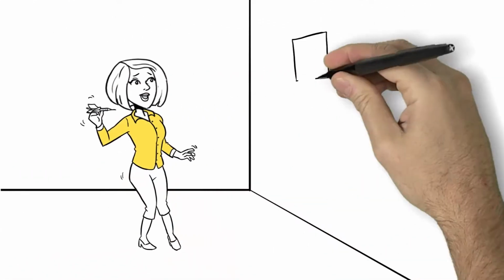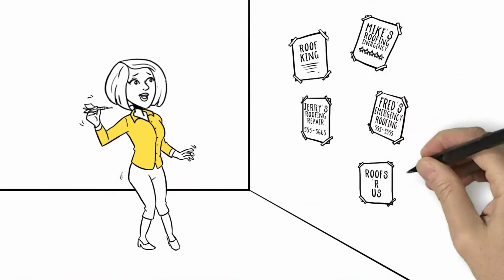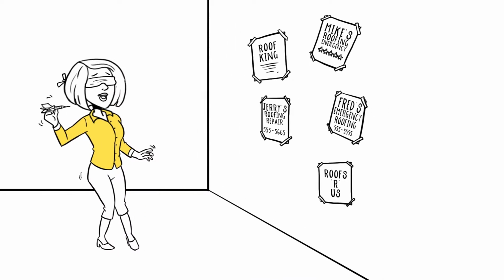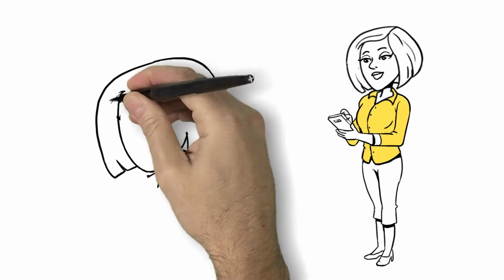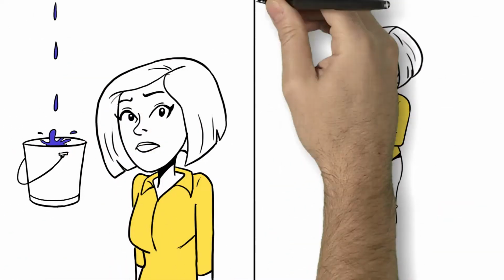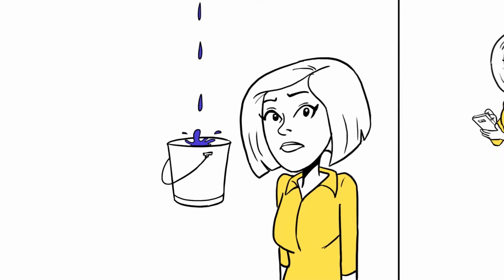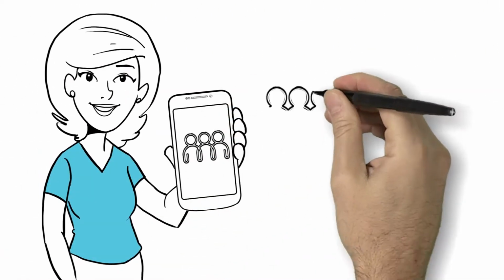She tried searching on the internet, but it was like throwing darts blindfolded. She tried texting and calling some people, but it was either too late or she got no response. Luckily, Jane knew a better way.